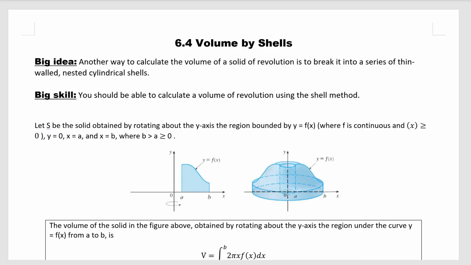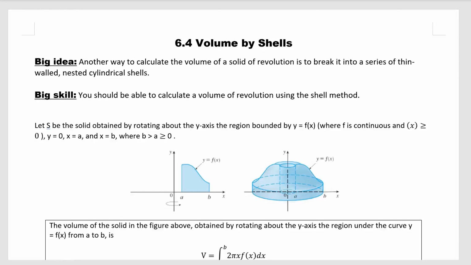Hi everyone. Today let's talk about section 6.4, volumes by shells. Big idea: another way to calculate the volume of a solid of revolution is to break it into a series of thin, nested cylindrical shells. Big skill: you should be able to calculate a volume of revolution using the shell method.